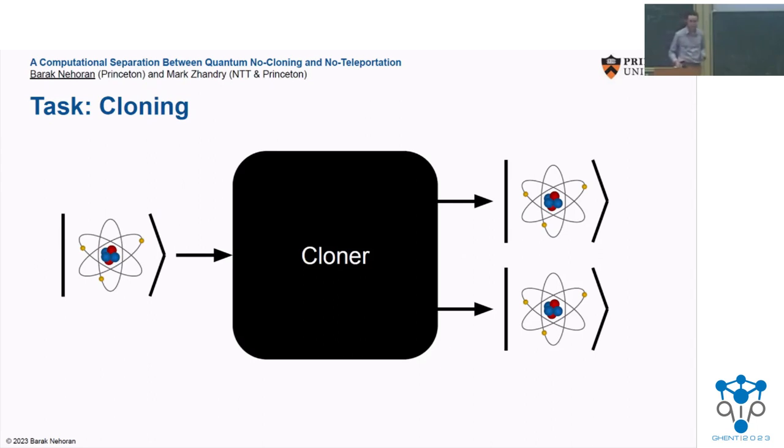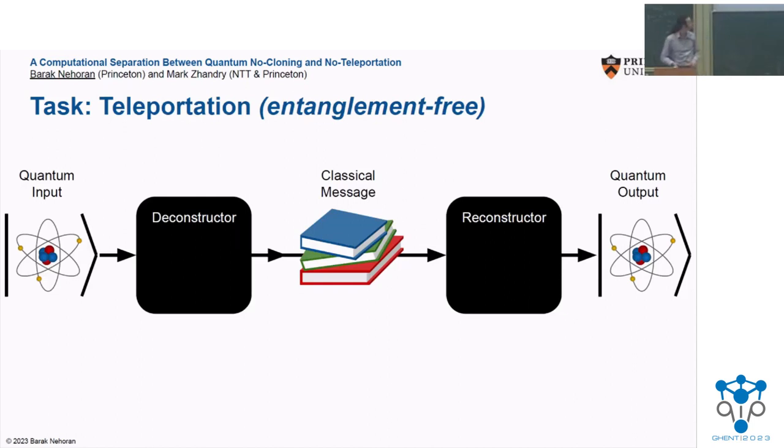This work deals with two important no-go theorems. The first of which is probably very familiar to everyone here, the no-cloning theorem, which deals with the task of taking a single quantum state, putting it through some cloner, which we model as a black box, and outputting two copies of the quantum state.